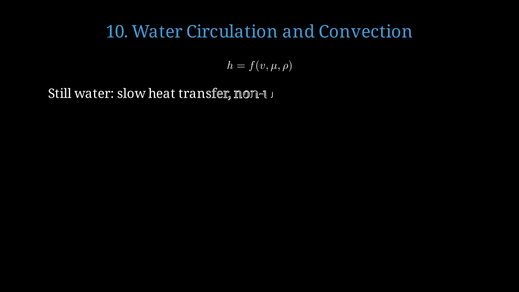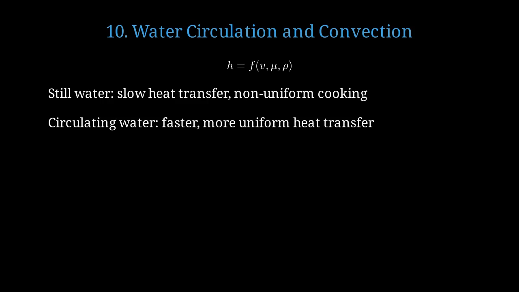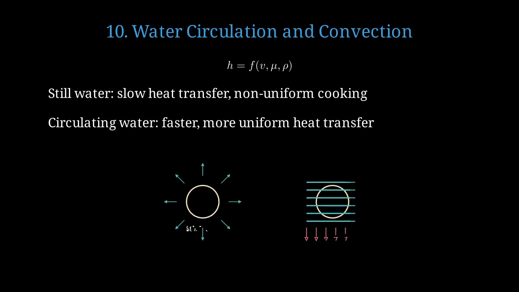Water motion around the egg affects heat transfer rates through convection. The convective heat transfer coefficient h depends on velocity v, viscosity mu, and density rho of the water. In still water without circulation, heat transfer is slow and cooking becomes non-uniform around the egg surface. With circulating water, heat transfer is faster and much more uniform across the entire egg surface. This comparison shows how water circulation creates uniform heat transfer, while still water produces uneven heating patterns.